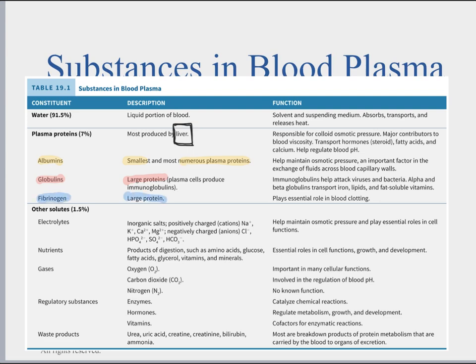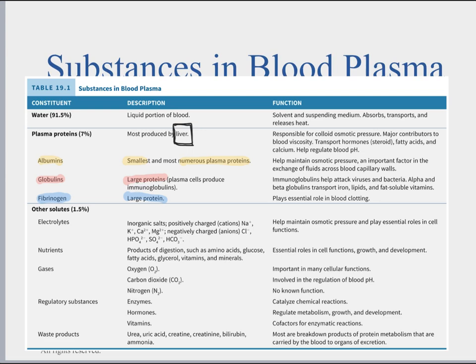Now this is a relatively, again, large protein, and this protein plays a pivotal role in blood clotting. Without fibrinogen, we wouldn't be able to form blood clots. Next, we look at that 1.5% other solutes that's dissolved in plasma. Electrolytes. These include inorganic salts, positively charged cations like sodium, potassium, calcium, magnesium. We get some negatively charged anions, chloride, hydrogen phosphate, sulfate, and bicarbonate.